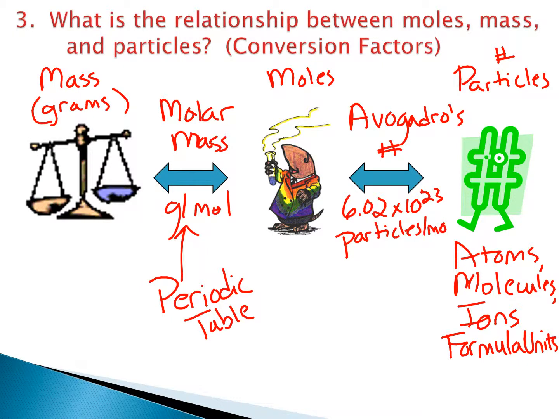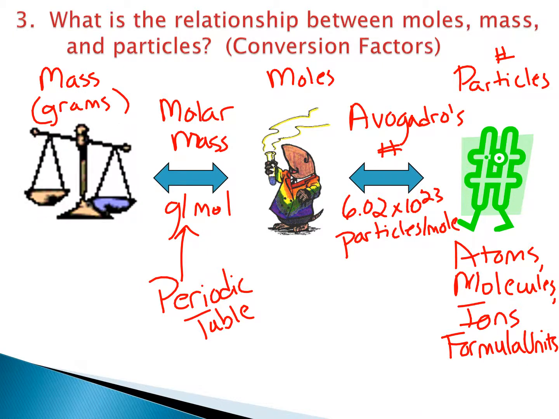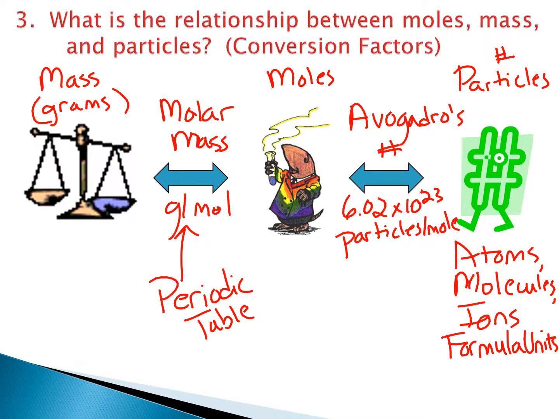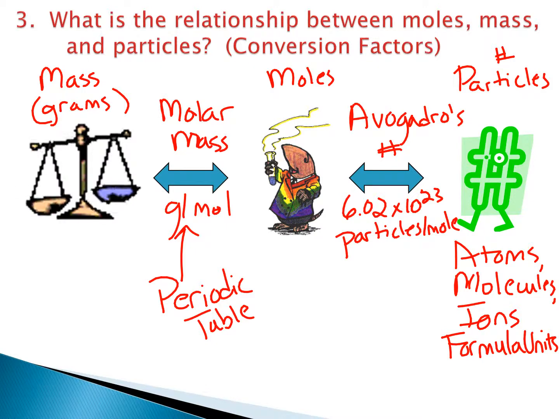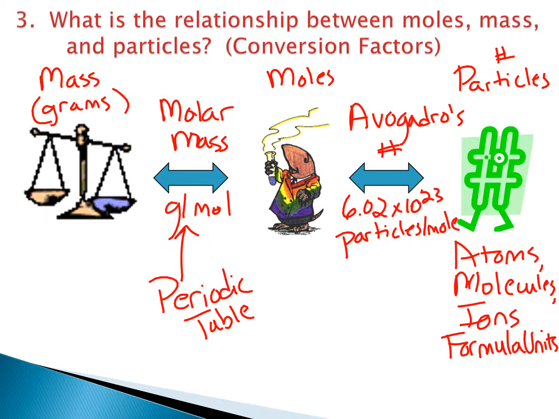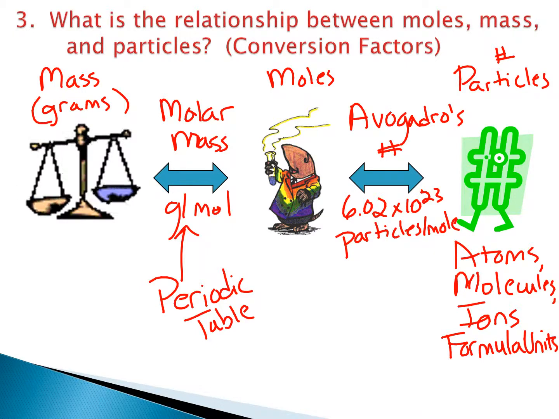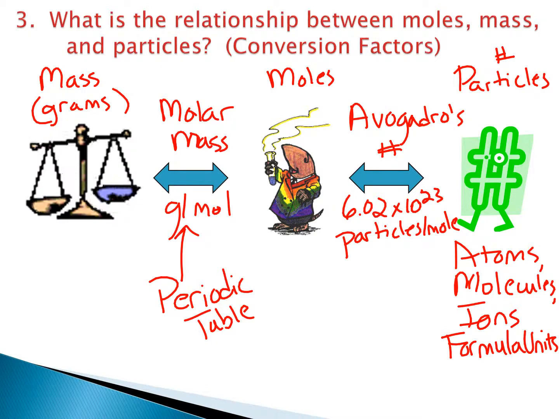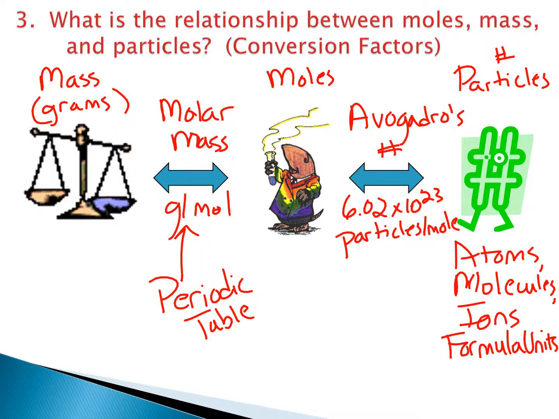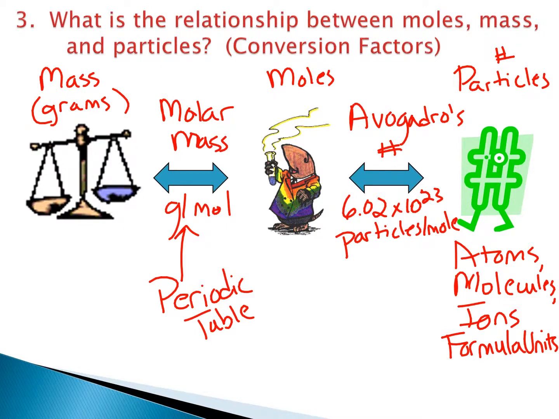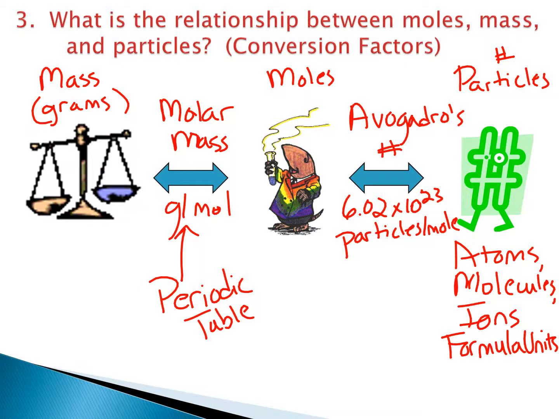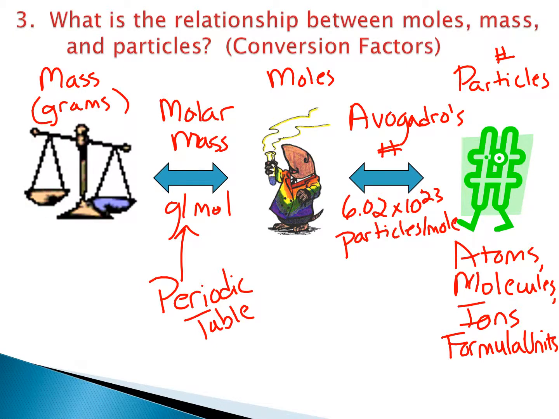Okay, so we have to think about how we're going to get from point A to point B anytime we're doing a conversion. If I'm going to go from moles to particles, then I'm going to use Avogadro's number. And if I'm just doing that conversion, it doesn't matter what the substance is, because Avogadro's number is not dependent on the substance. If I want to go from mass to moles, I'll use the molar mass. And if I want to go from mass to particles, I can't do that conversion in just one step. I'll have to first convert to moles and then convert to particles.